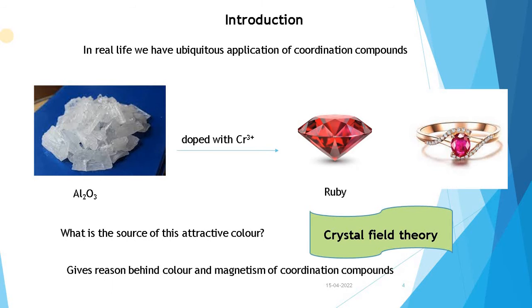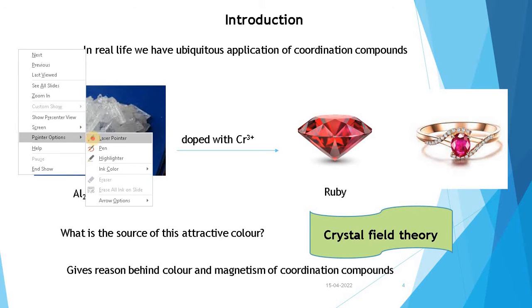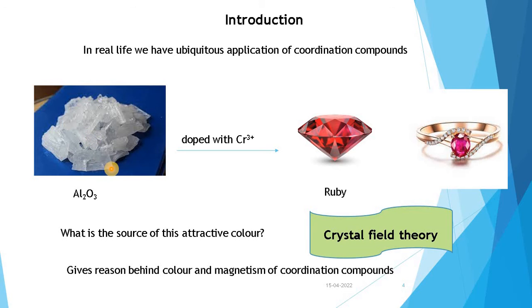So what is very important here? Alumina crystals. This is your alumina crystal, which is colorless, which is nothing but aluminium oxide. But when you dope it with a little bit of chromium, you get a very nice pink color in this crystal, which we call ruby, and we use it as a gemstone.